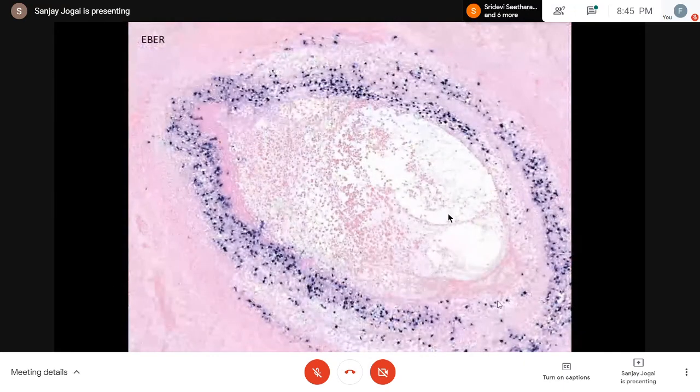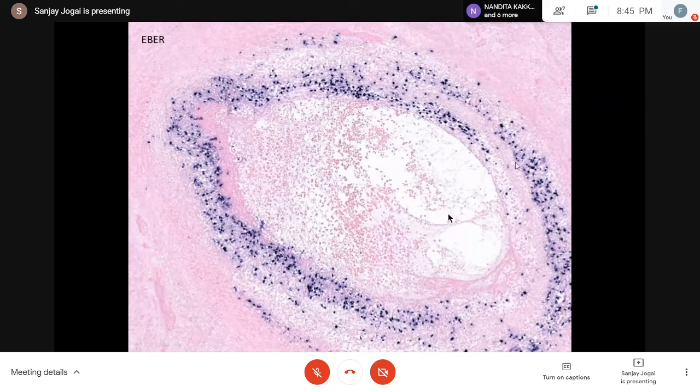And I was very excited to see this EBER. We now have a new chromogen, and you can see beautifully how this vessel has been highlighted with all those EBER positive cells. So basically we have a patient who has been treated for Hodgkin lymphoma and post-treatment has developed this EBV positive condition known as LYG.